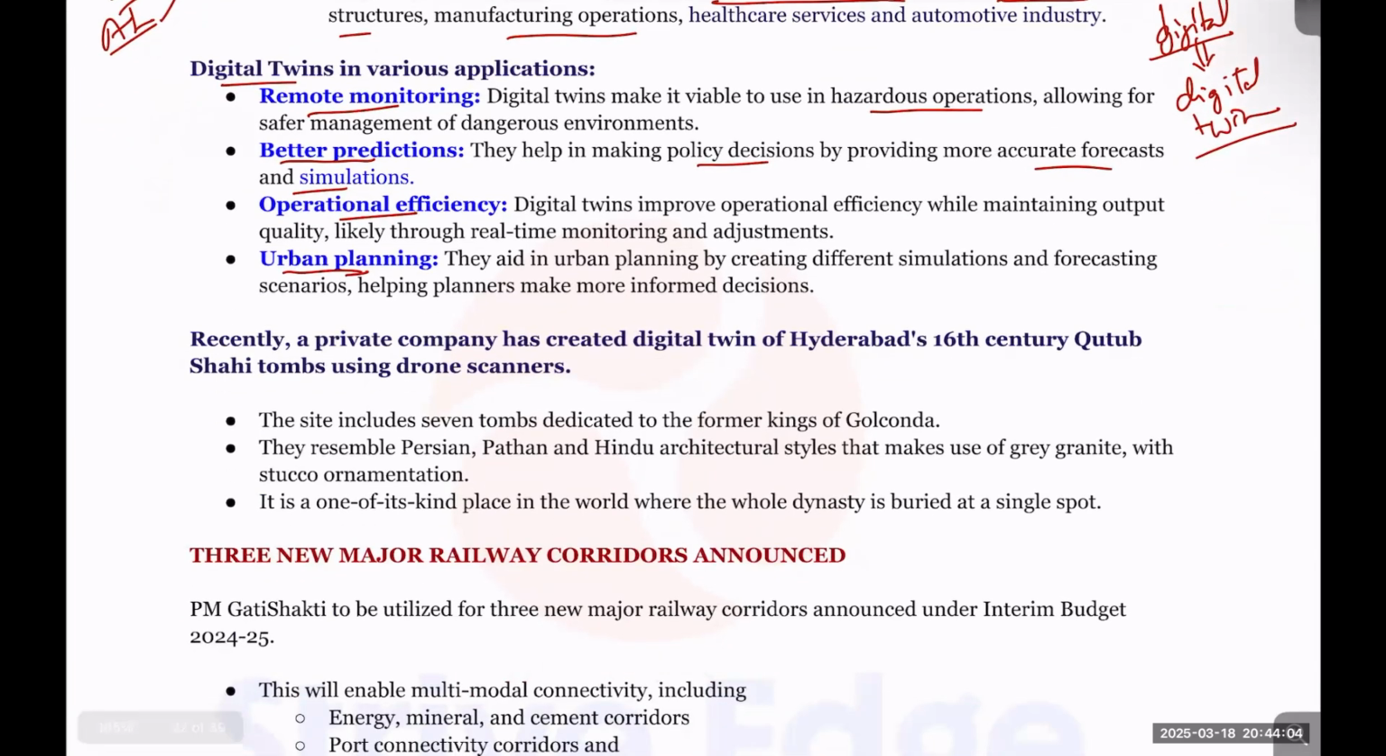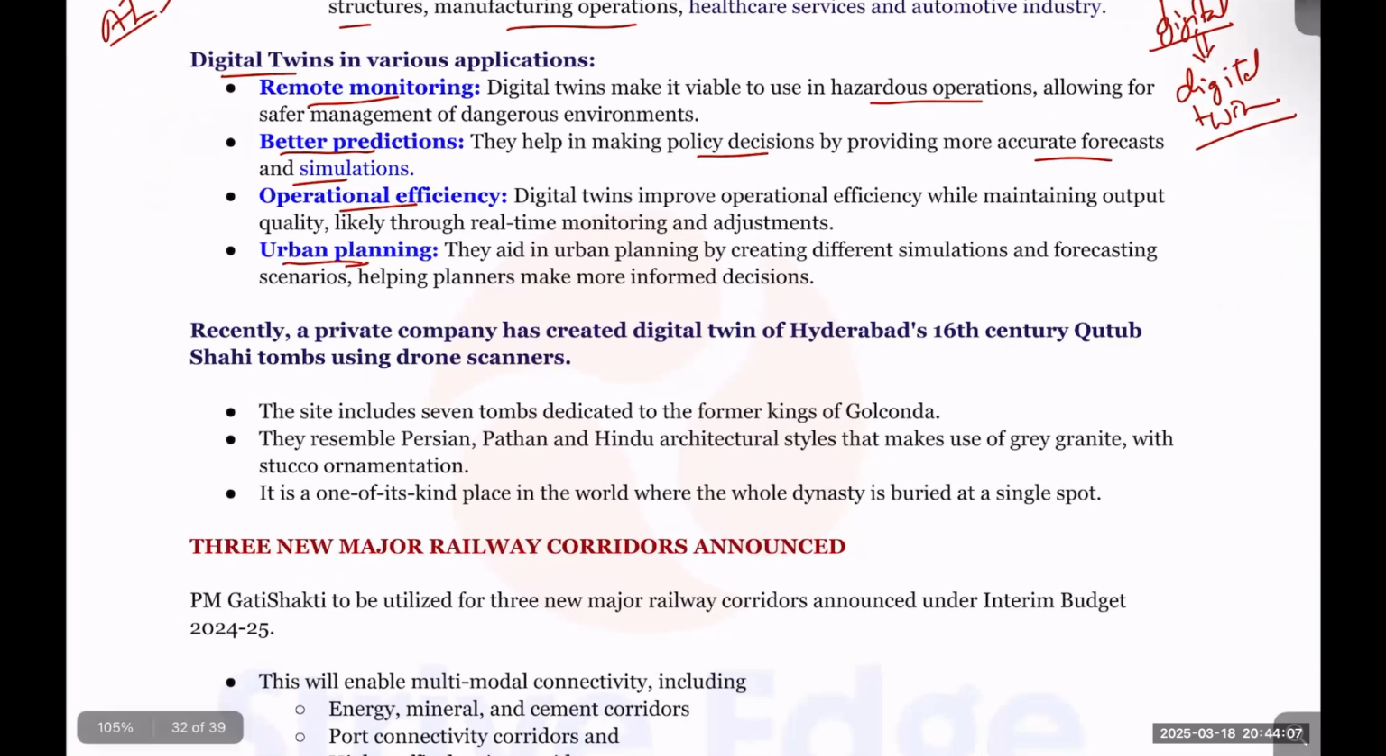So you should consider that if an application-based question is asked on digital twins by UPSC, you should understand that digital twin technology can be used in the majority of applications, and in the majority of cases you should try not to mark the statement incorrect.